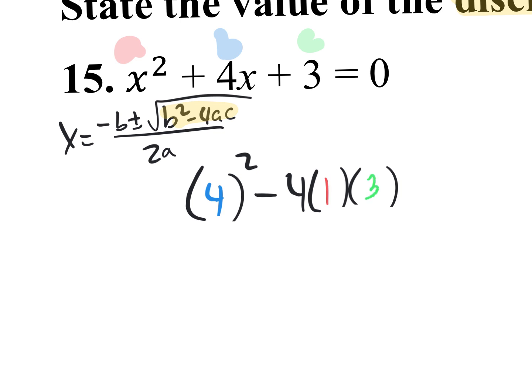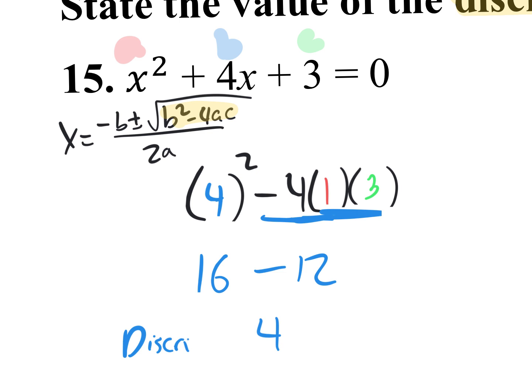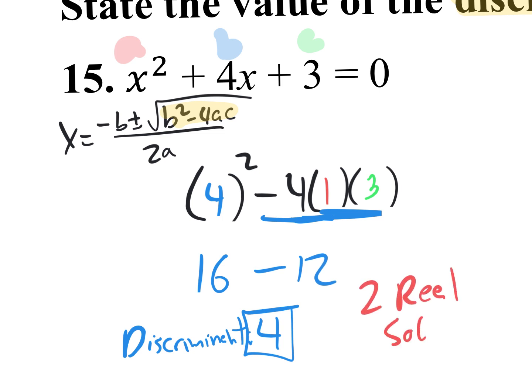Doing the math here, I'm going to get 16, 4 times 4 is 16. And then minus 4 times 1 is minus 4, times 3 is a minus 12. So you have 16 minus 12, which is 4. So that means that my discriminant is positive 4, okay? Now, that's not the answer to the equation, but knowing that it's a positive 4, I know I will have two real solutions.